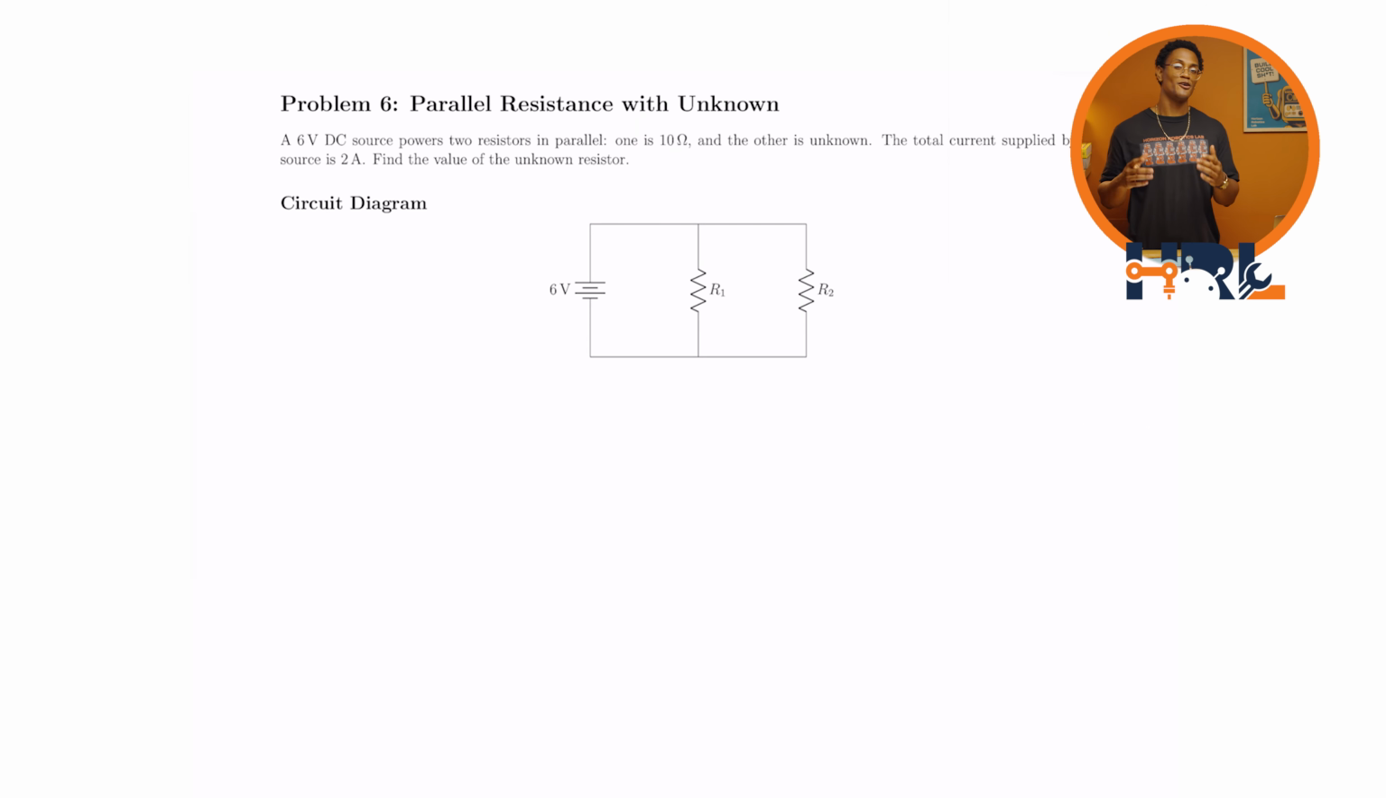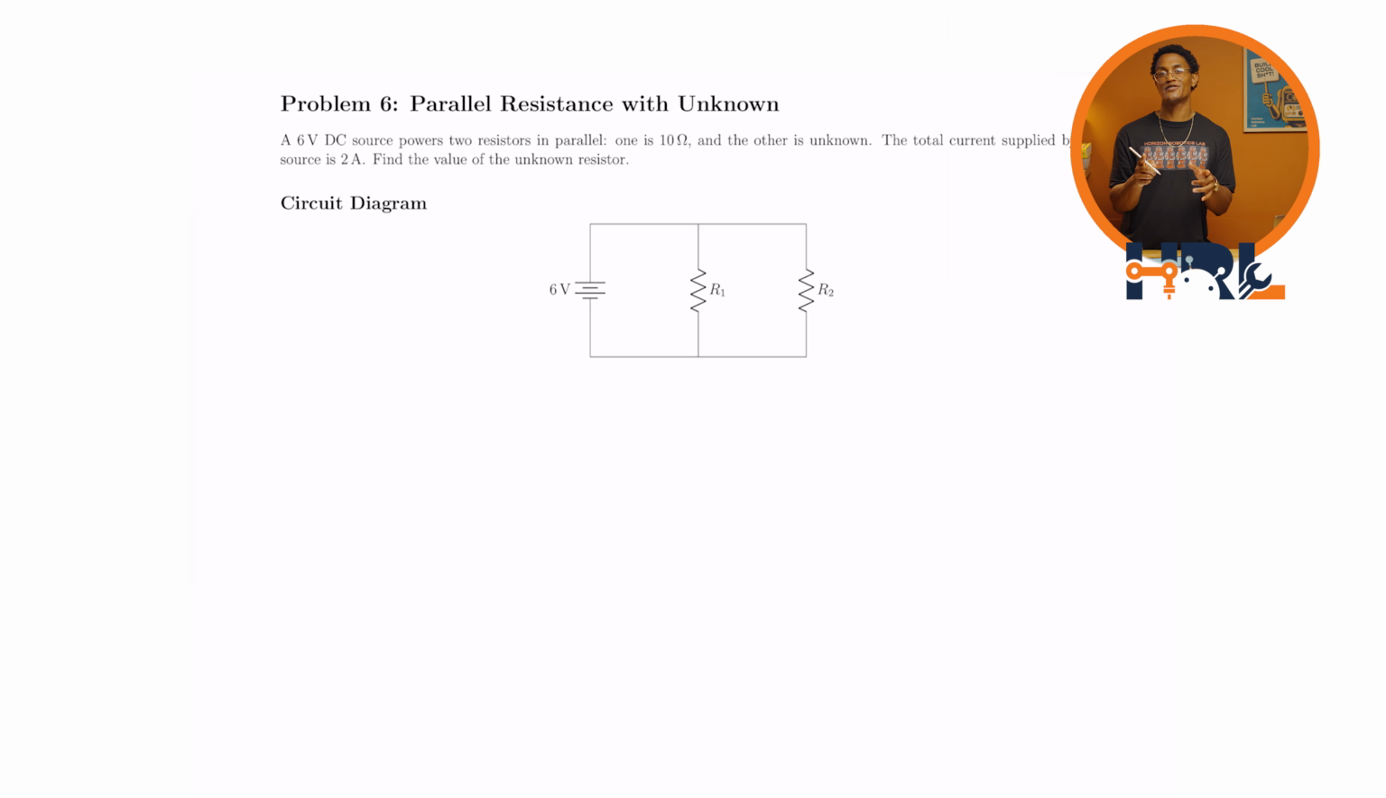For problem 6, we're playing detective. We have a parallel resistance with an unknown resistor. So we have a 6-volt DC source which powers 2 resistors in parallel. One is 10 ohms and the other one is unknown. The total current supplied by the source is 2 amps. So we need to find the value of this unknown resistor.